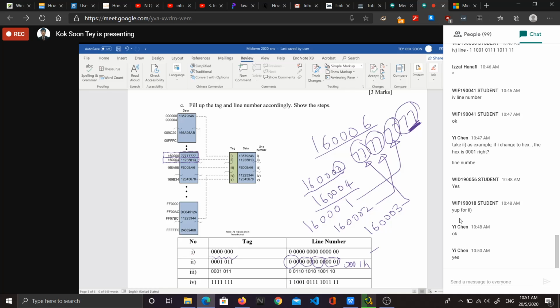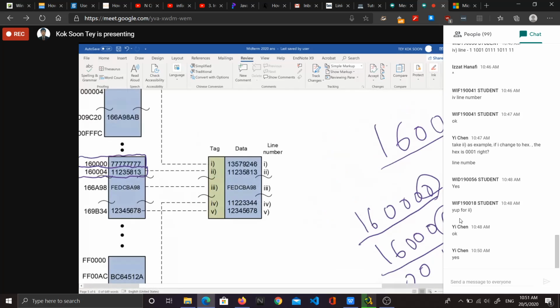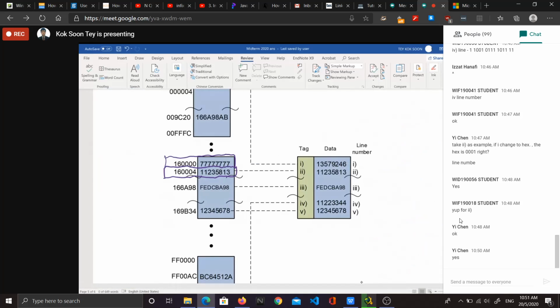Okay. So now they're asking you, 16006 should consist of what data? So 16004 is pointing to 13, right? Then 16005 is pointing to 58. Then 16006 is pointing to 23. Right? Understand?